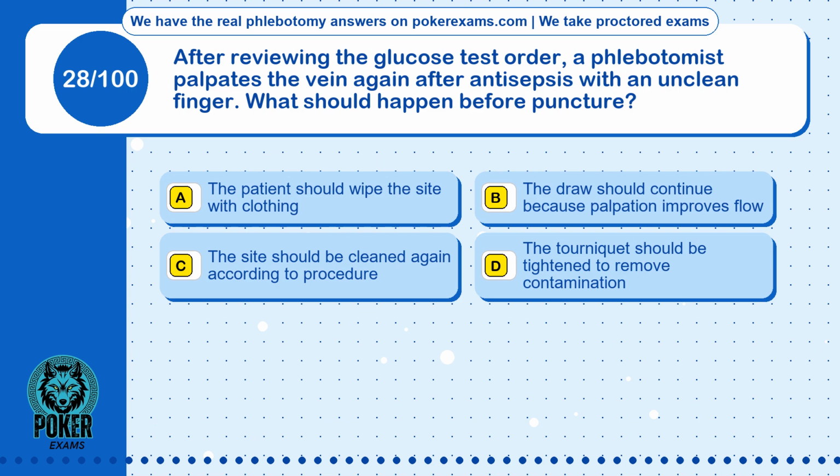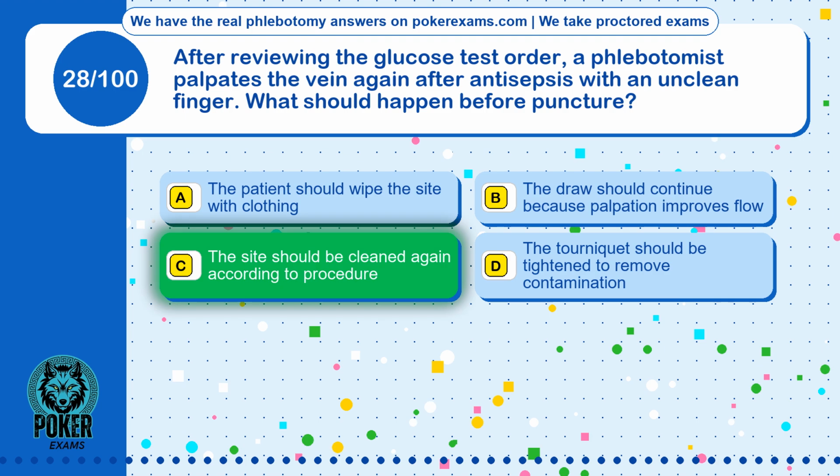Question 28. After reviewing the glucose test order, a phlebotomist palpates the vein again after antisepsis with an unclean finger. What should happen before puncture? Option A, the patient should wipe the site with clothing. Option B, the draw should continue because palpation improves flow. Option C, the site should be cleaned again according to procedure. Option D, the tourniquet should be tightened to remove contamination.